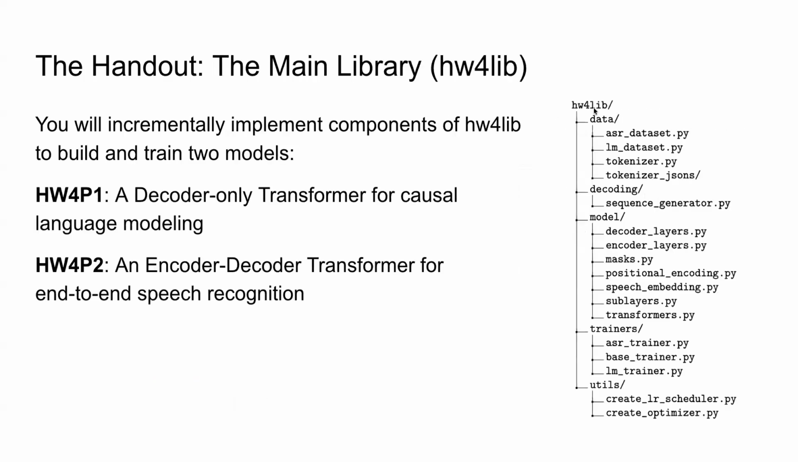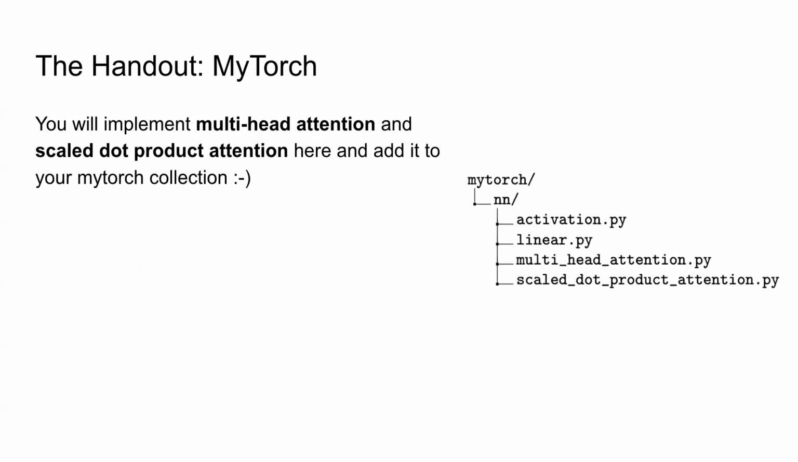The main library is hw4lib. You will incrementally implement components of this library to build and train two models at a high level. This would be used for part one as well as part two. Part one would ask you to train a decoder-only transformer for causal language modeling, much like GPT. And in homework four part two, you'd be required to train an encoder-decoder transformer, a complete transformer with encoder as well as decoder. This is for end-to-end speech recognition. That's where the need for the encoder comes in.